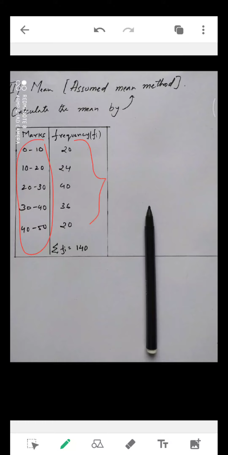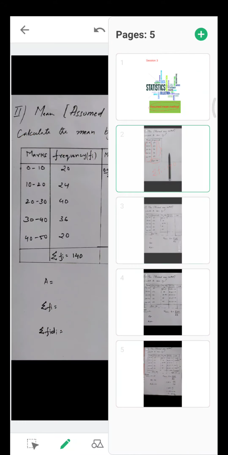So the first thing we will do is find sigma fi. Sigma fi is nothing but the sum of all these frequencies. If you add all these, you will get sigma fi. So keep this value, sigma fi, that is 140. Okay, so this is your question. Now let's see what to do next.